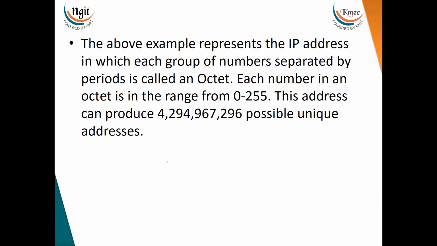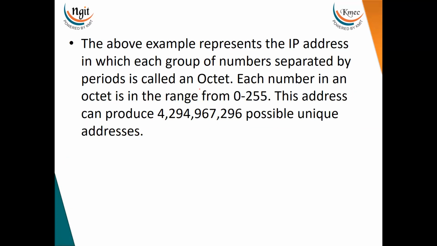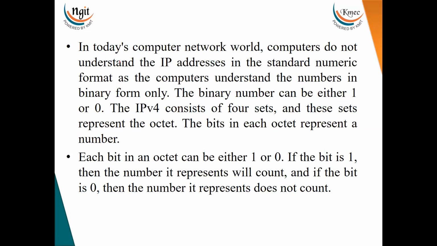Now, in the above example, you can see that the address represents a group of numbers separated with periods. Each number is called an octet, which ranges from 0 to 255. And this address is going to provide you a unique address.